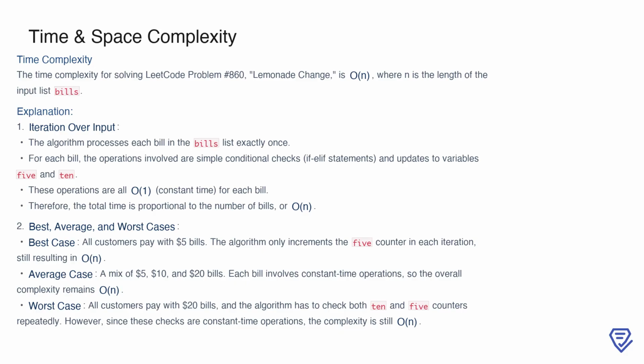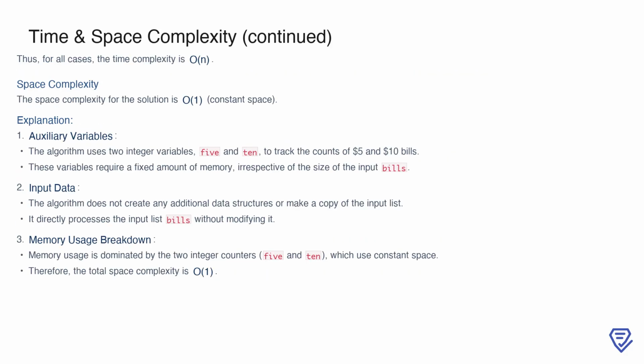This holds true across different scenarios. If every customer pays with a $5 bill, the algorithm only increments the 5 counter, which is still O(n). With a mix of $5, $10, and $20 bills, it remains O(n), because each bill is handled in constant time. Even in the worst case, where every customer pays with a $20 bill and the algorithm has to check both counters repeatedly, these checks are also constant time operations, keeping the overall complexity at O(n).